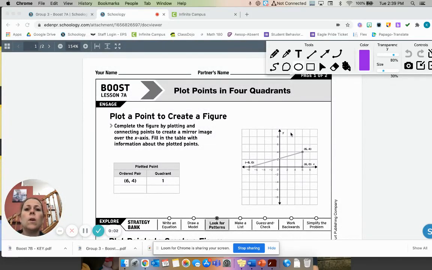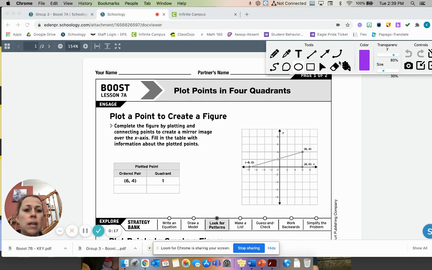Hi everyone, so you are currently working on your retake for the Block 7 test. This is the first worksheet you're going to need to complete. Then you need to complete one more worksheet and then your retake will open for you on Schoology. So let's go ahead and get started.